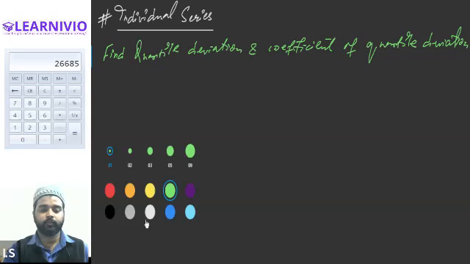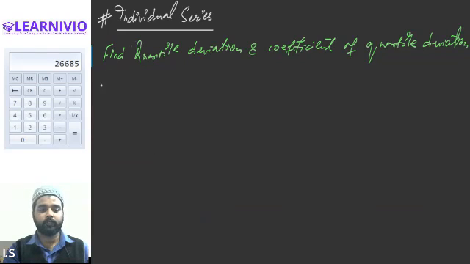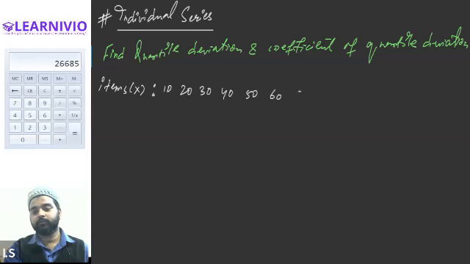The question is given to you. We have only items, because in an individual series we do not have frequencies. The items are 10, 20, 30, 40, 50, 60, 70, 80, 90, 100, 110. The question is asking you to calculate quartile deviation.